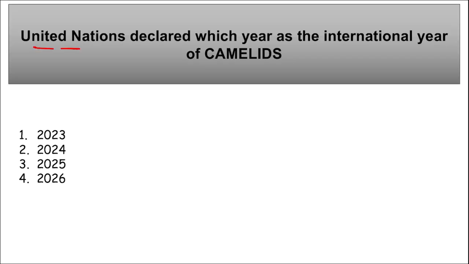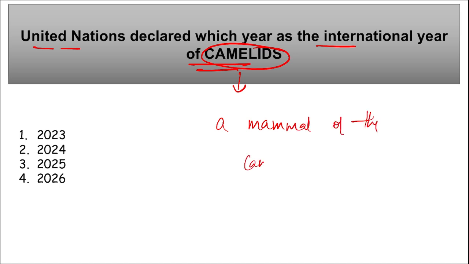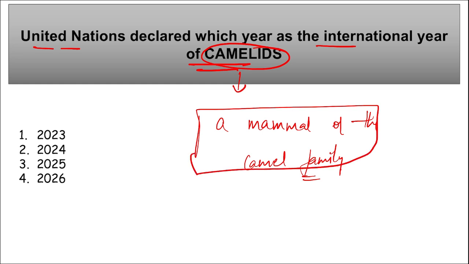Next, the UN declared which year as the International Year of Camelids? Now what is this camelid? Remember, it is a mammal of the camel family. Right, a mammal of the camel family, that is your camelid. They are the only current living members in the suborder Tylopoda. Correct, that is basically the scientific term. Just remember in simple terms that a member of the camel family is a camelid.